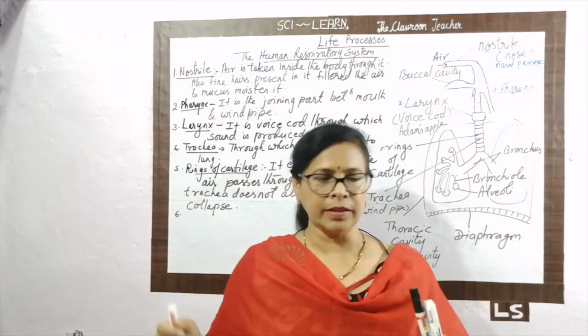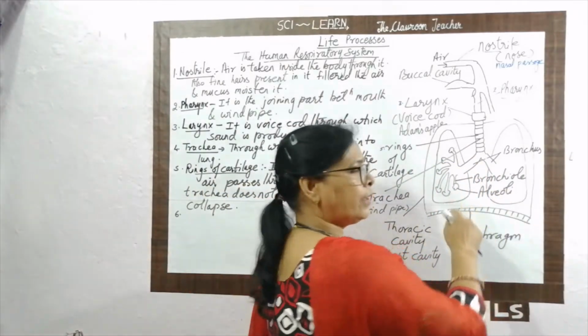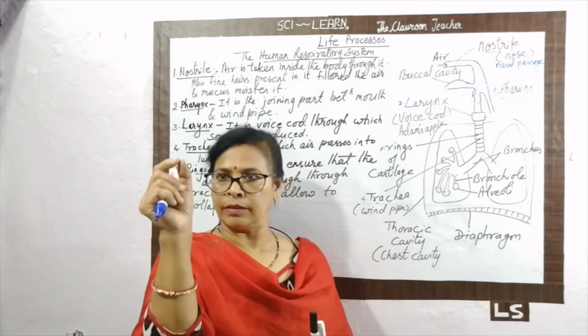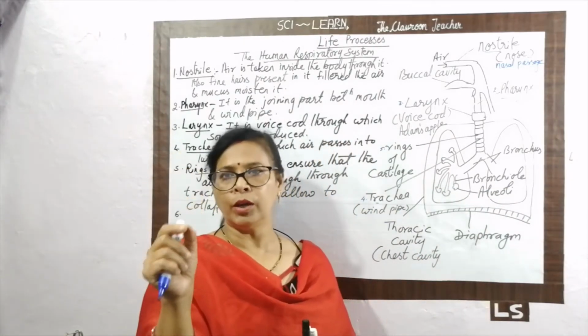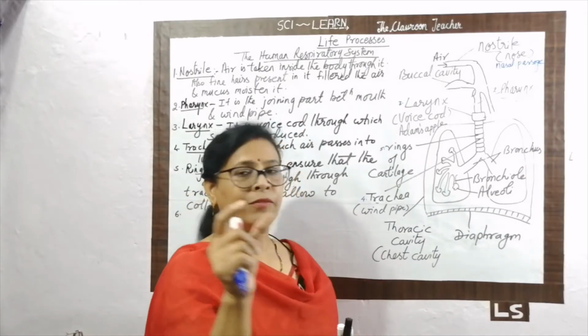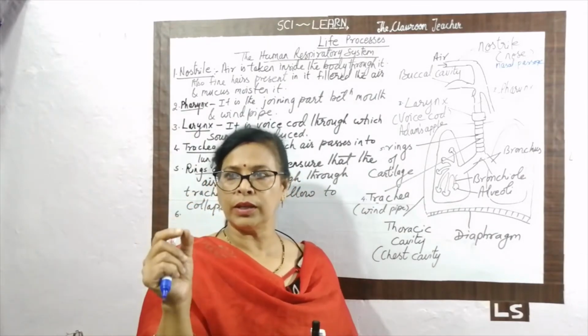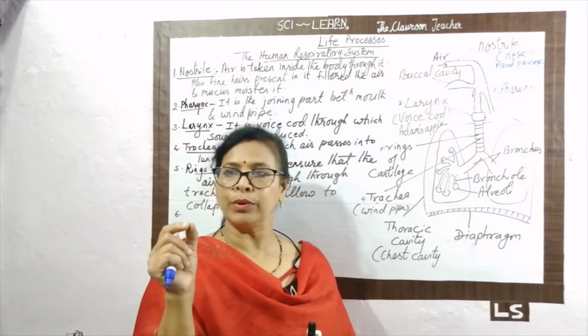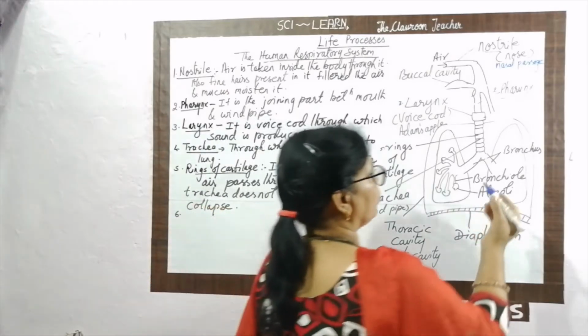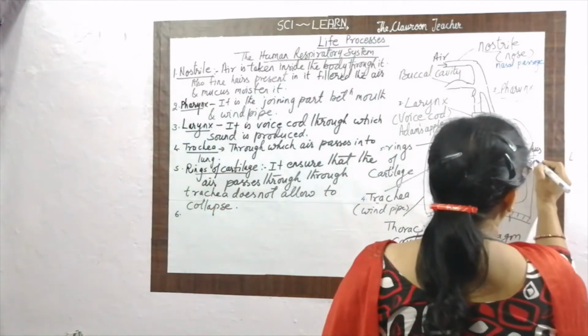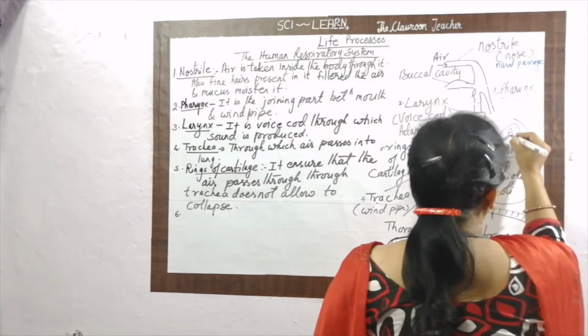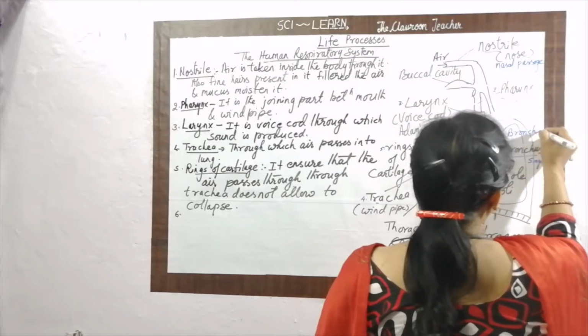If I am standing like this, this is my left lung and this is my right lung. The trachea further moves in, and the bronchi are divided into two. When it is divided into two, the singular is called the bronchus and the plural is called the bronchi. Bronchus is the singular number, and bronchi is the plural number.